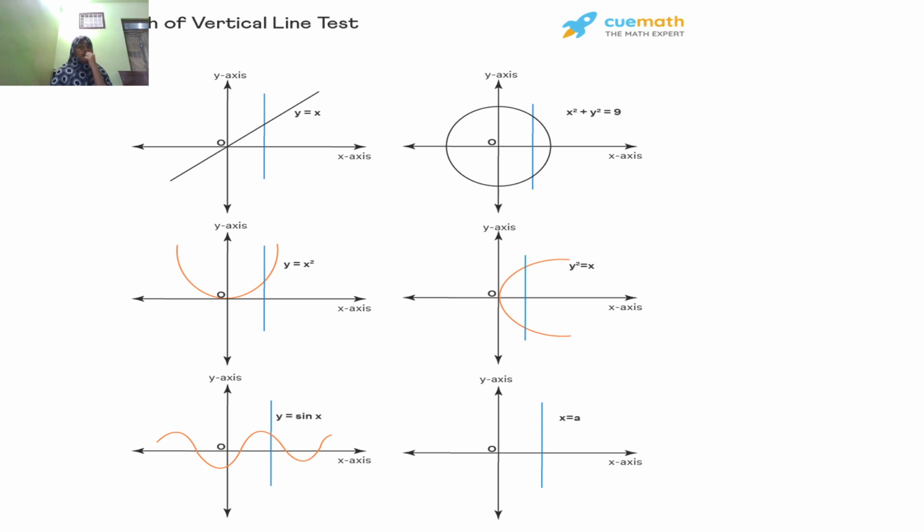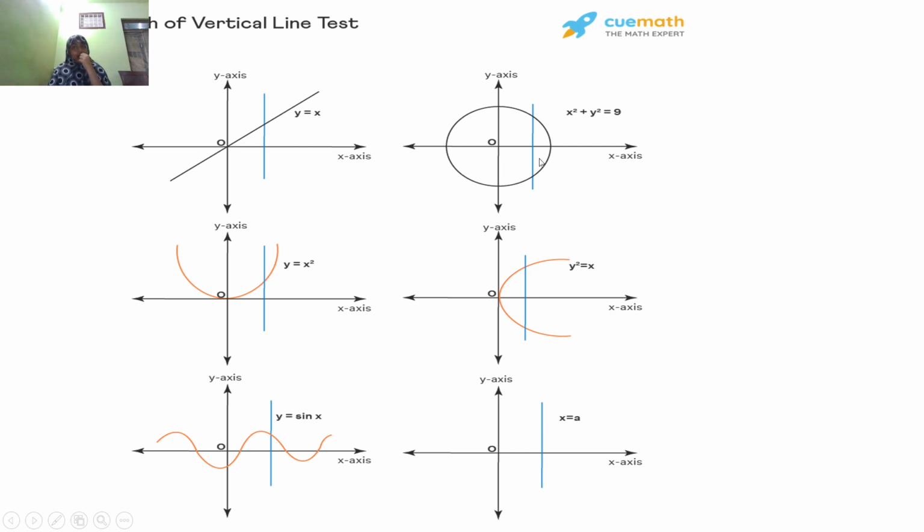If it touches 2 or more than 2 times, it is not a function. Why is it like that? For every input, what should I have? Only a unique output. You see here, in the y equals x graph, the blue line cuts exactly once. What we understand from this is that it is cutting only once. So therefore it is a function.